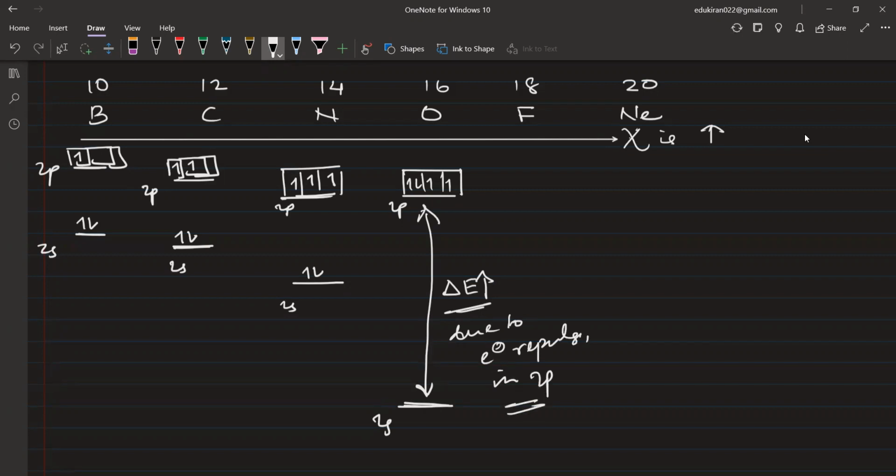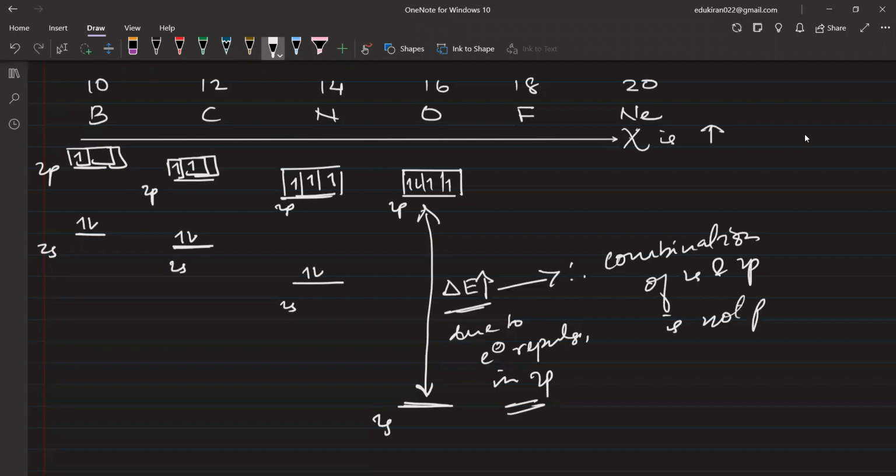Now if the energy gap is very high, therefore combination of 2s and 2p is not possible. All of you understood this? Why this is the barrier? What is the sweet spot? Nitrogen is the sweet spot. Nitrogen has 3 electrons. All of these electrons are in different orbitals, and that is why there is no repulsion. बात आ गई समझ में? Yes or no? Please tell me both of these things.